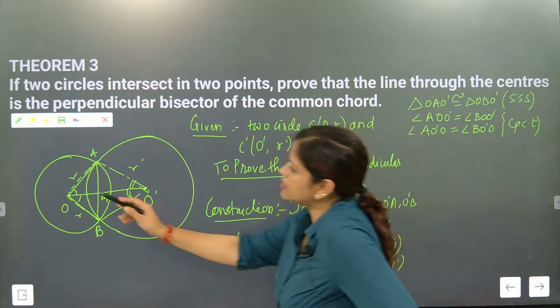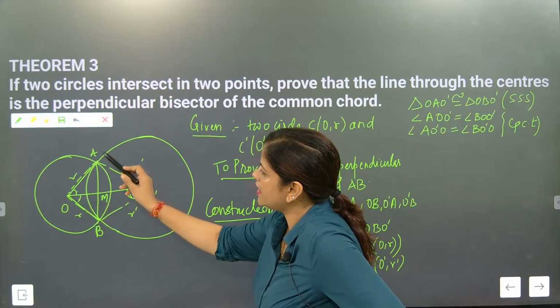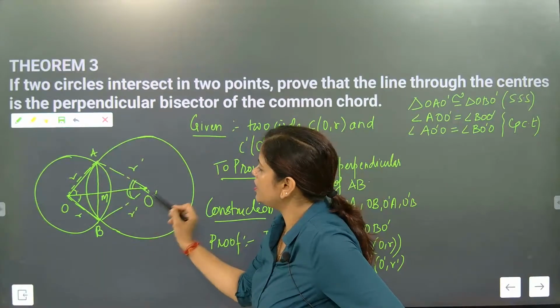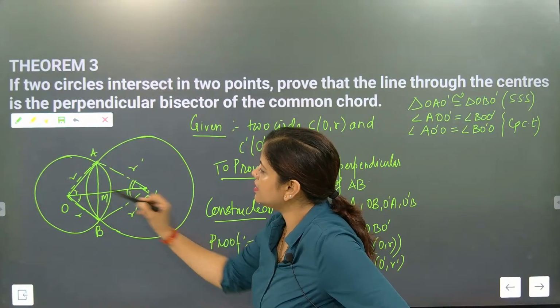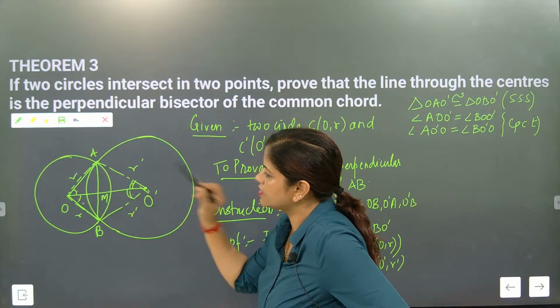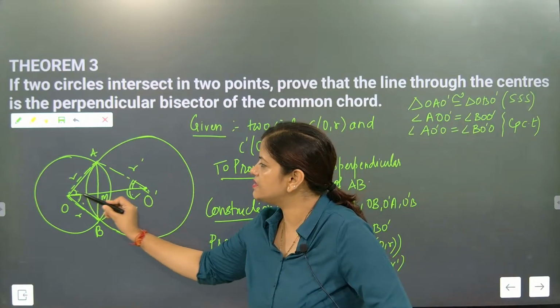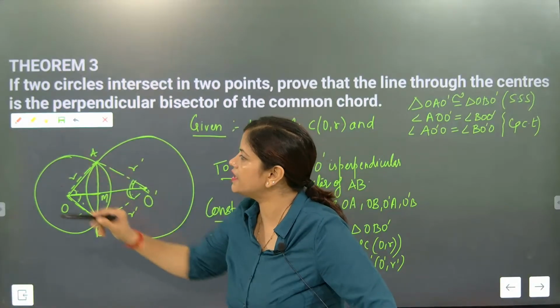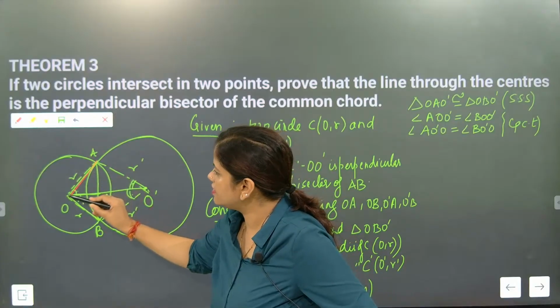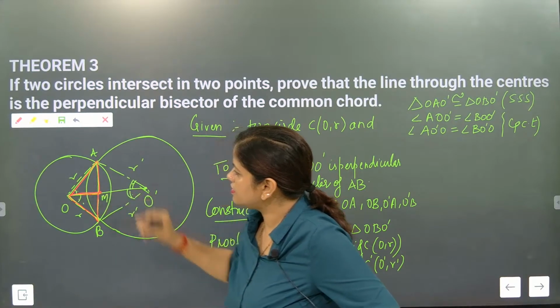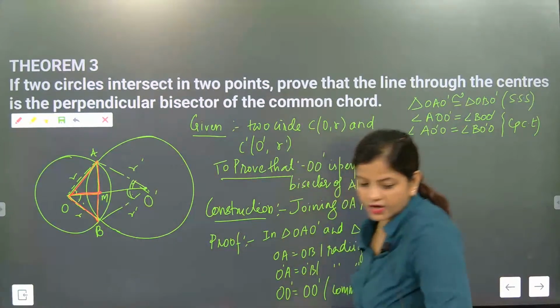So that means now this angle is equal to this angle: AOO' equals BOO', AO'O equals BO'O. That means this angle is equal to this angle is equal to this angle. Our work is over. Now we will take this triangle. Our next target is to take this triangle and this triangle. So these two triangles we are going to take.